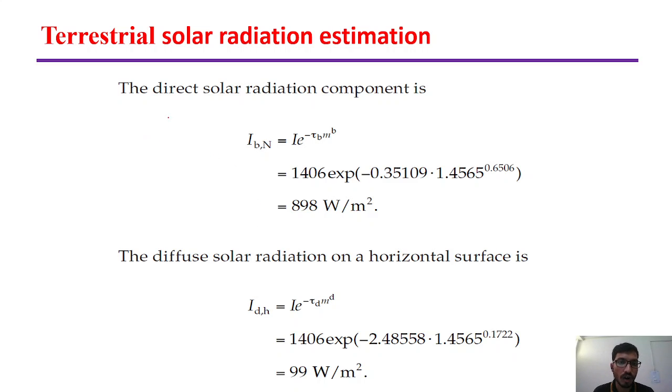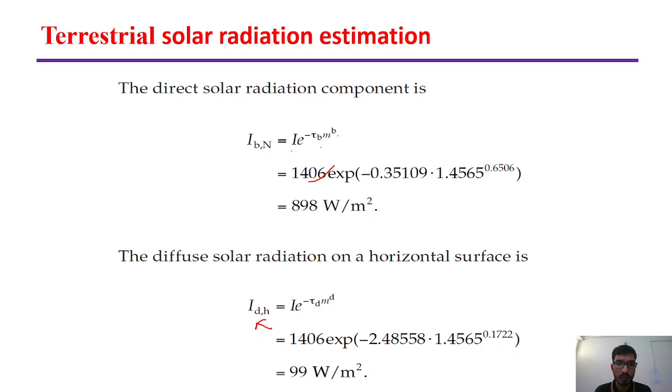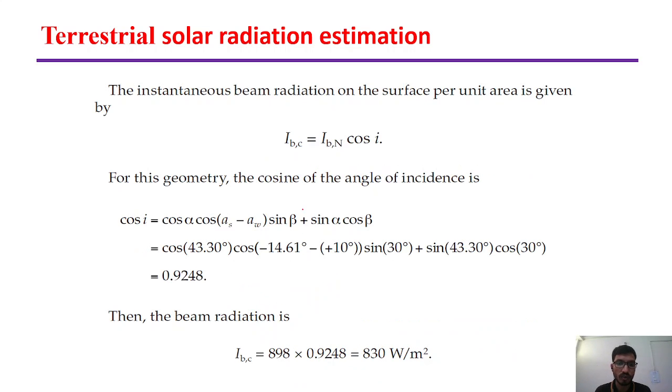So once we calculate all these values, we just put them in the given formulas. One formula is the direct solar radiation. We can calculate it now. We know 1406, tau beta we know, and the value for B we know. So IBN we will get, and then based on the extraterrestrial solar radiation, we can get the value for the diffuse solar radiation. Once we know IBN and IDH, we can calculate the values for the IBC.